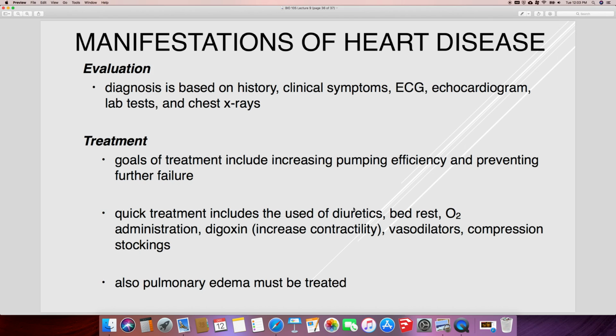So quick treatment, things like diuretics to remove excess fluid, decrease blood volume, and decrease the workload on the heart. Bed rest, O2 administration, digoxin, which is going to increase the contractile strength of the heart, vasodilators, compression stockings for the edema, and if somebody has pulmonary edema, this has to be treated because basically what happens is they're drowning.